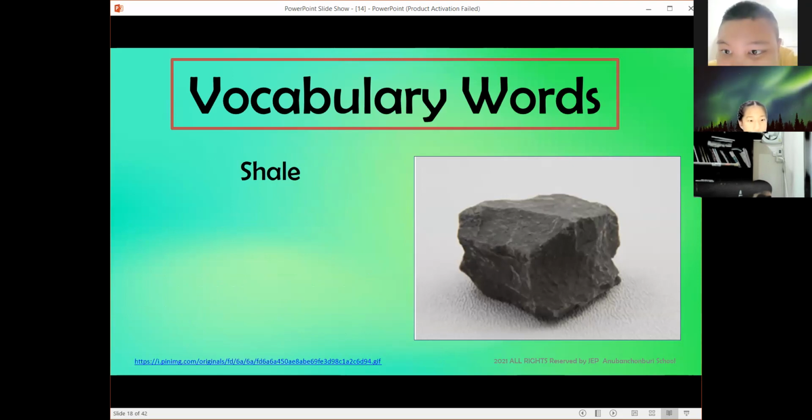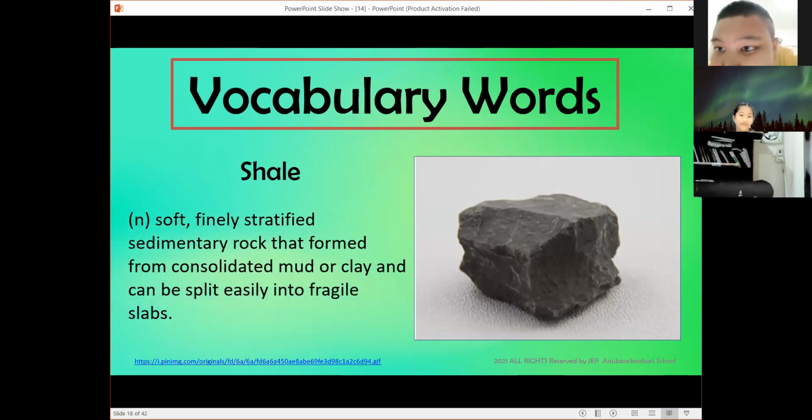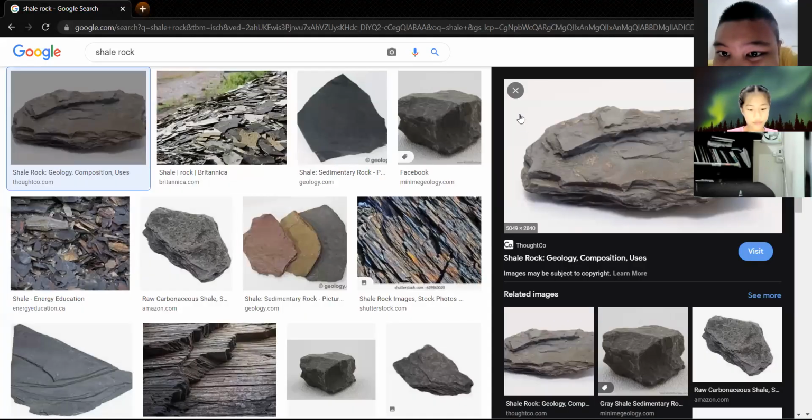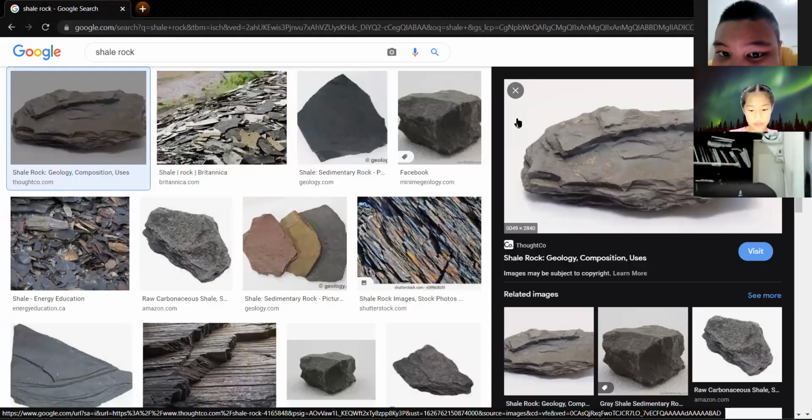And the last one is shale. Shale is a soft, finely stratified sedimentary rock formed by consolidated mud or clay and can be split easily into fragile slabs. So maybe I will show you what shale rock looks like. Okay, so this is a shale. Wait, I will share this with you. I think the one I showed in the PowerPoint, technically speaking, doesn't show the correct picture of a shale. But this one is a shale.